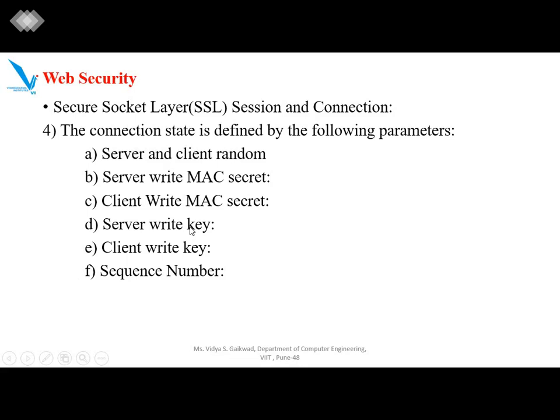Next is server write key. This indicates the key used by the server for encryption and by the client for decryption. Right? Next is client write key. This indicates the key used by the client for encryption and by the server for decryption. Last one is sequence number. What does it mean? The server maintains a sequence number separately for each message transmitted and received during the data session.